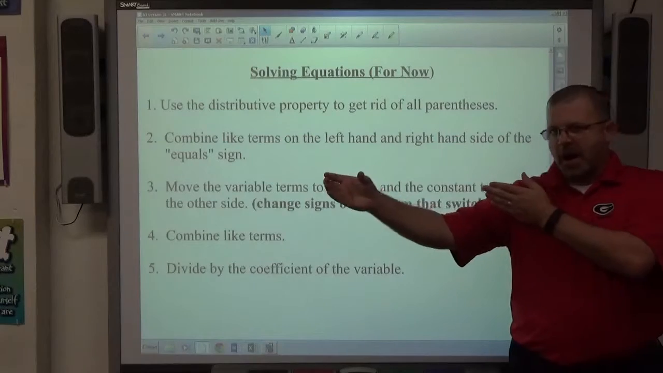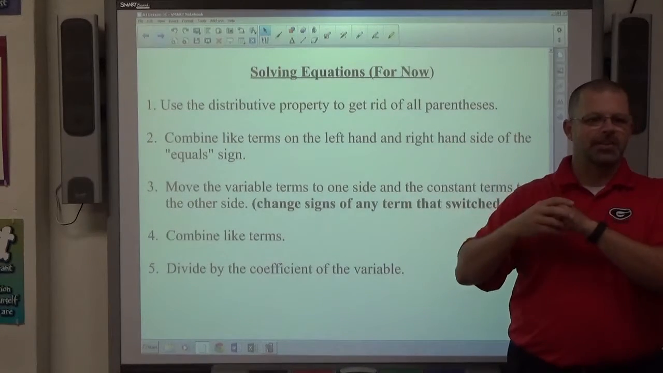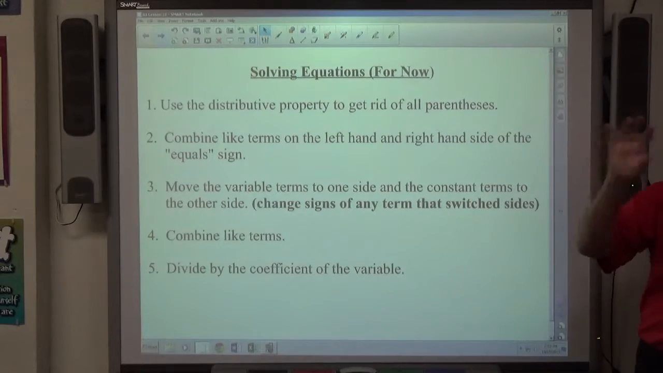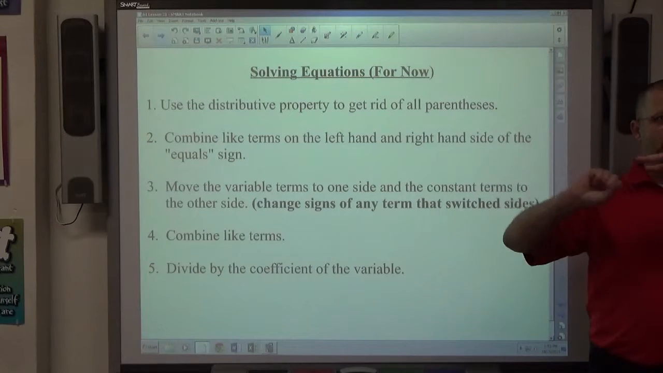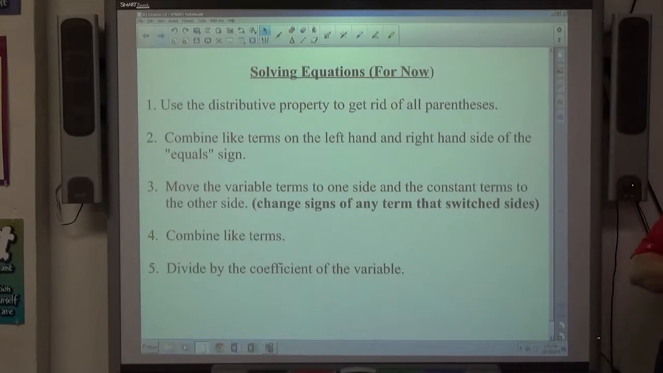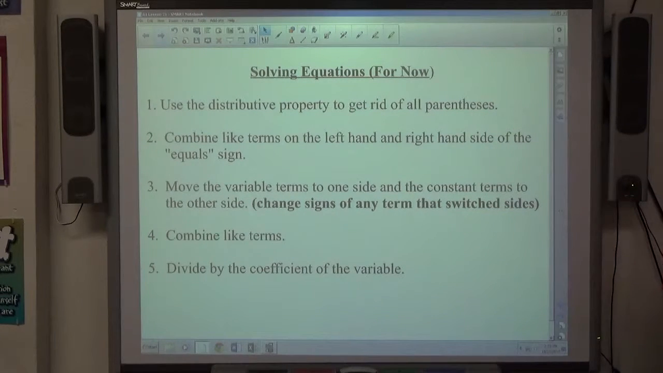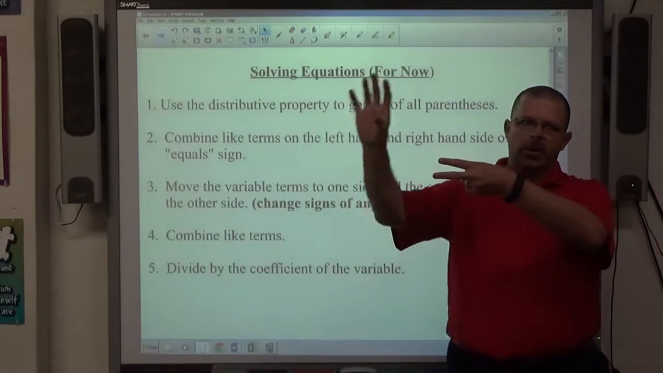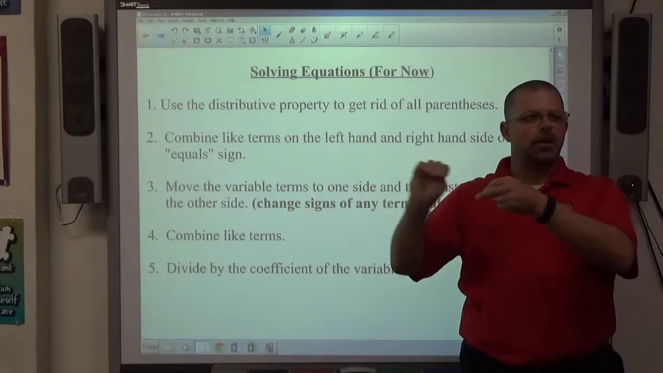So if you have 5 plus 2x minus 3, 5 minus 3 is 2. The plus 2x doesn't matter. So you don't have to move things around or change signs to make that happen. The equal sign is here, plus or minus based on signs, same deal on the other side. Number 3, move the variable term to one side, the constant terms to the other side. Change the signs of any terms that are switching sides. So if you have a 2x over here and you want it to go over here, it becomes negative 2x. If you have a minus 5 over here and you want it over there, it becomes a plus 5.